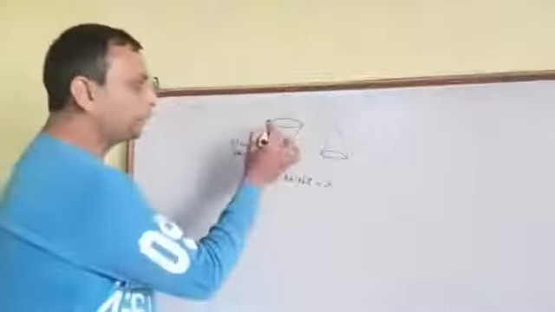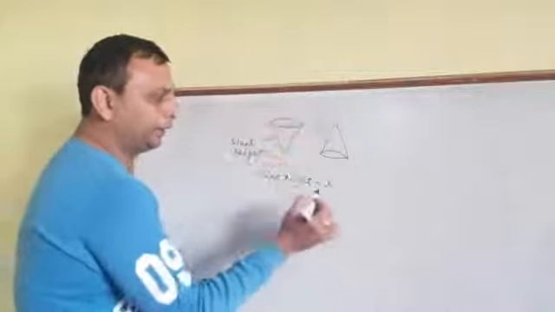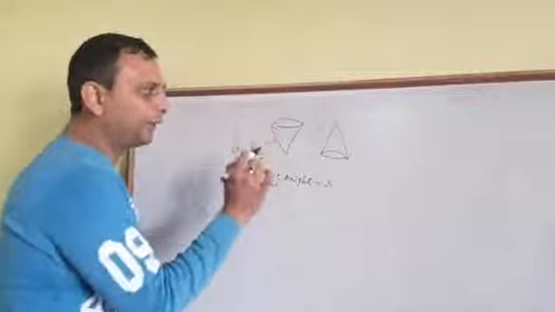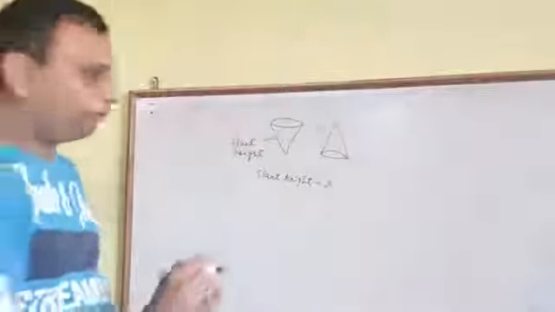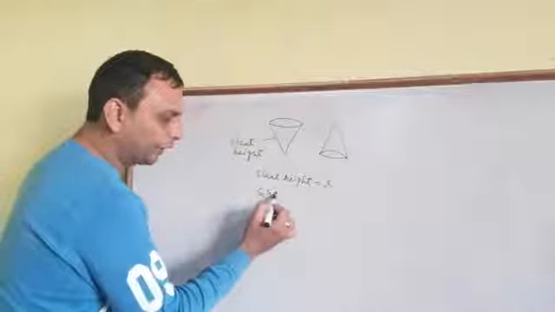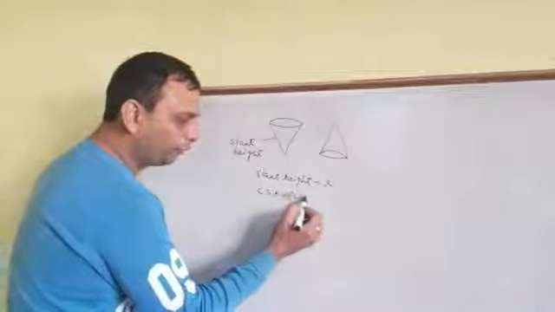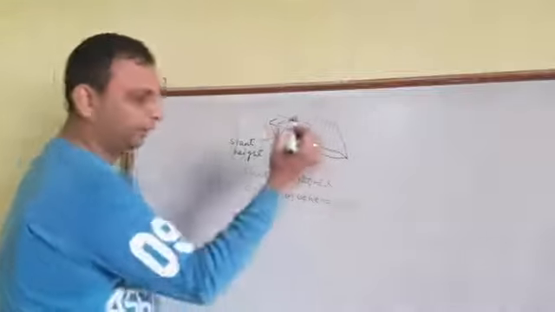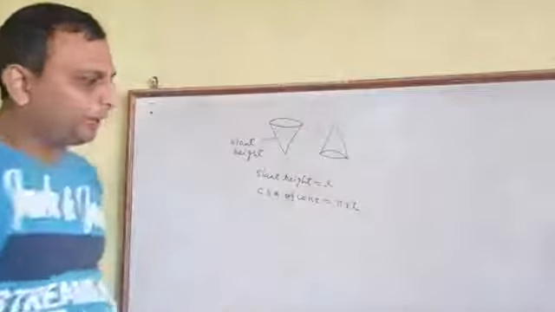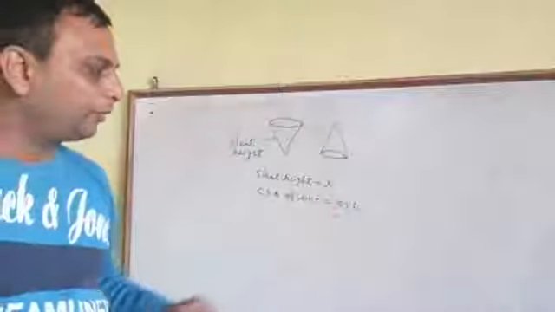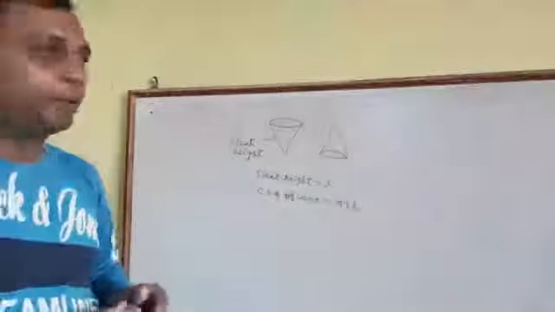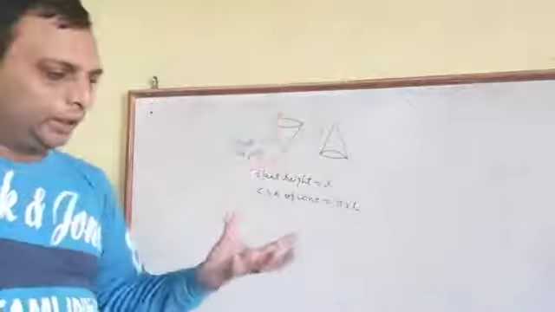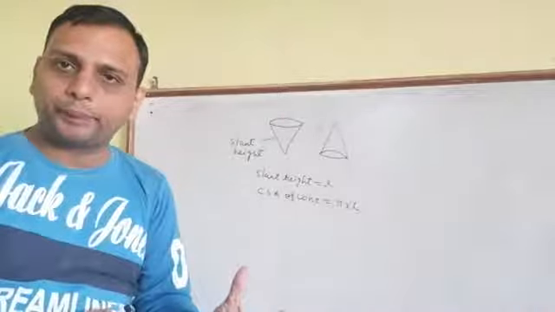And this part you can see is in the shape of a circle. So circle and slant height. The curved surface area of the cone formula is pi r l. Pi r l is the formula for curved surface area when this circle part is not included, and the cone base is in the shape of a circle.